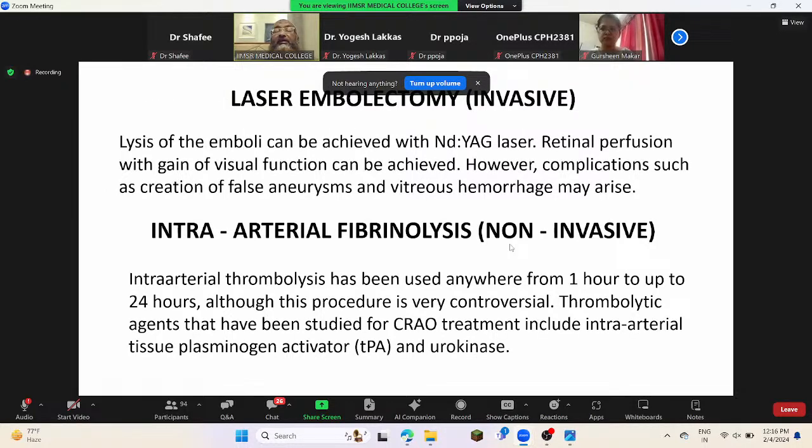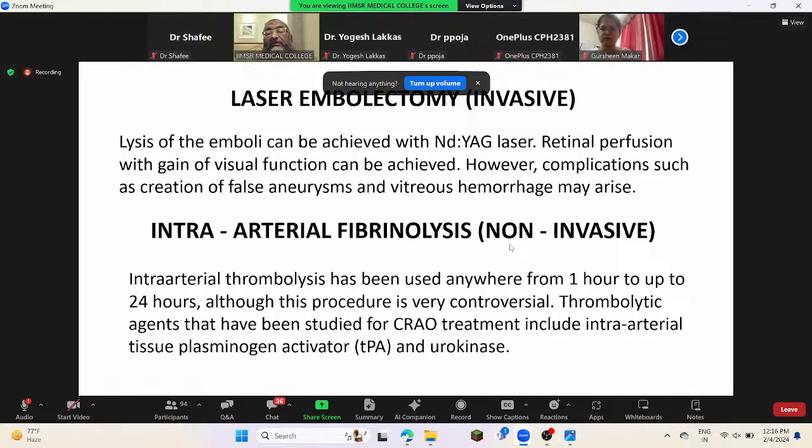Laser embolectomy. This is again an invasive procedure. Lysis of the emboli can be achieved with neodymium YAG laser. Retinal perfusion with gain of visual function can be achieved. However, complications such as creation of false aneurysms and vitreous hemorrhage may arise.